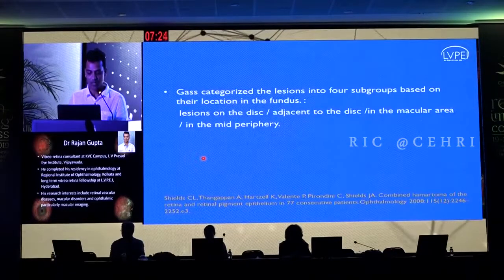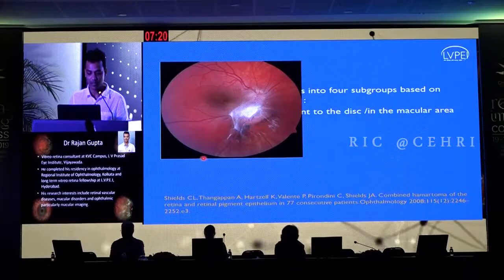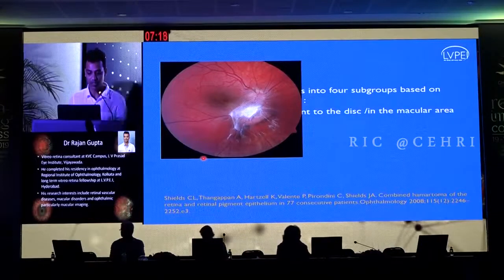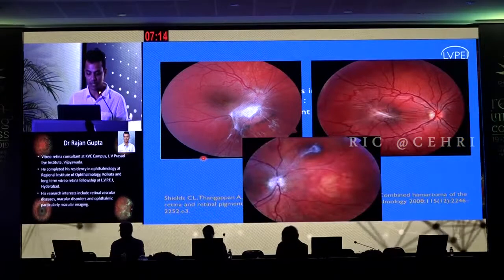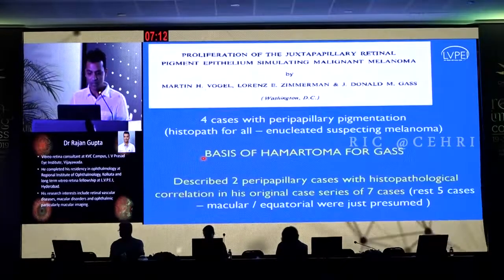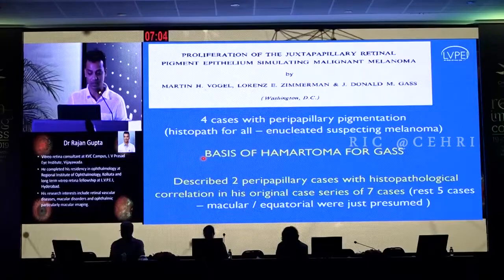Based on the location of the lesions, the hamartomas are described at the disc or near the disc, that is the peripapillary hamartomas, at the macula, or near the periphery or the equator. Now, the histopathological evidence comes from this work by Vogel et al., who described 4 cases with peripapillary pigmentation, which were enucleated suspecting a melanoma.